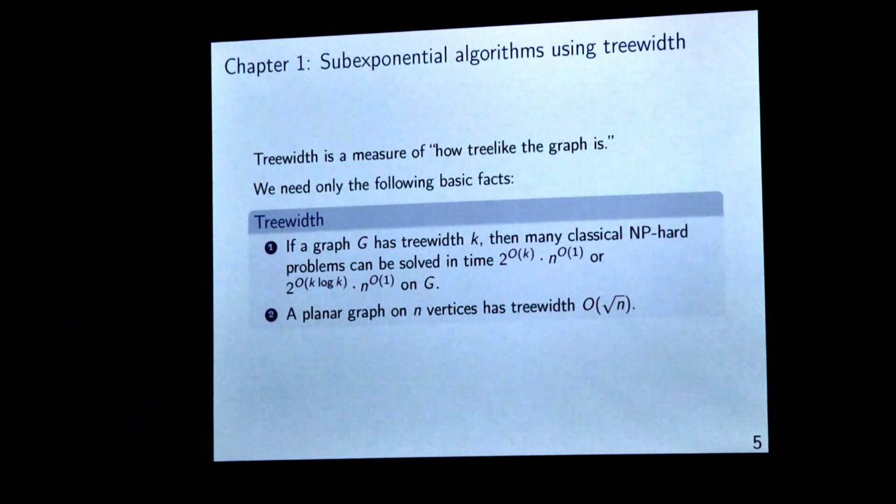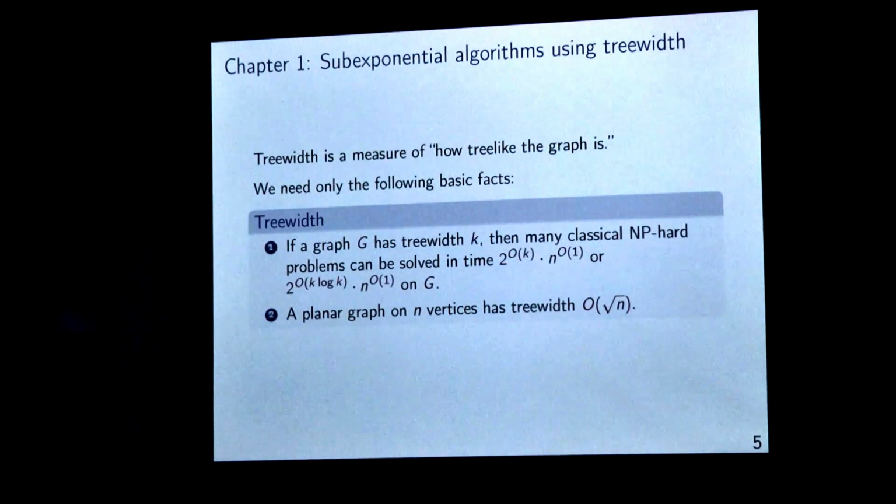Okay, so what is treewidth? Treewidth is a measure of how tree-like the structure is, and I'll quantify what I mean by how tree-like the structure is in the next slide. But if you do not understand what tree-like means, you have to go back to the book, read the chapter, and get a sense for yourself. Okay? So we will need 2 basic facts, which I'm not going to prove.